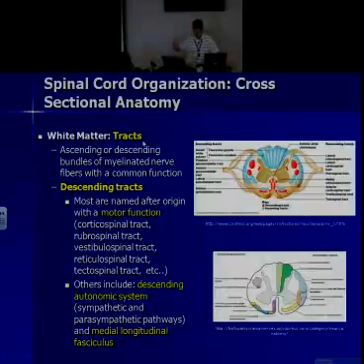Descending tracks, I'm guessing we're going to start with first. We're going to look at motor output, and there'll be two functional descending tracks that we're going to look at. There'll be motor tracks coming down on the outside, or lateral part, of the spinal cord, and motor tracks coming along the anterior or medial part of the spinal cord. That's the breakup between the two motor tracks. Keep in mind, as I said, autonomics are making their way up and down too, so they're still involved.